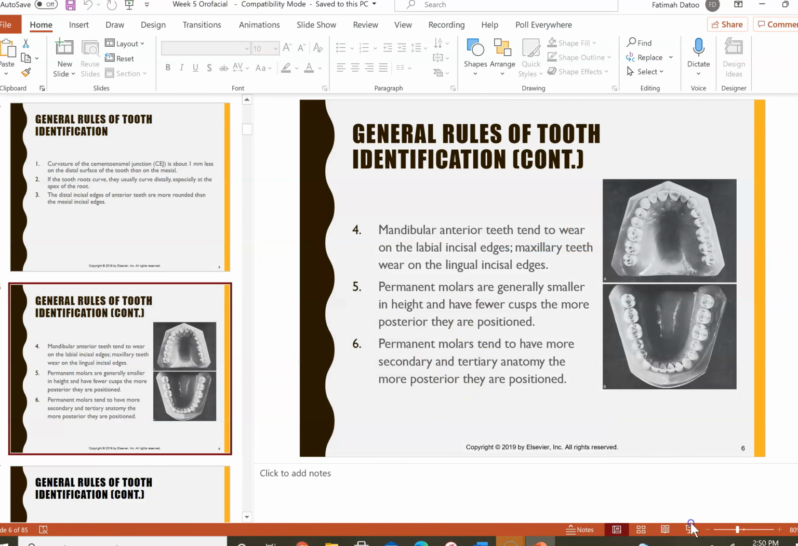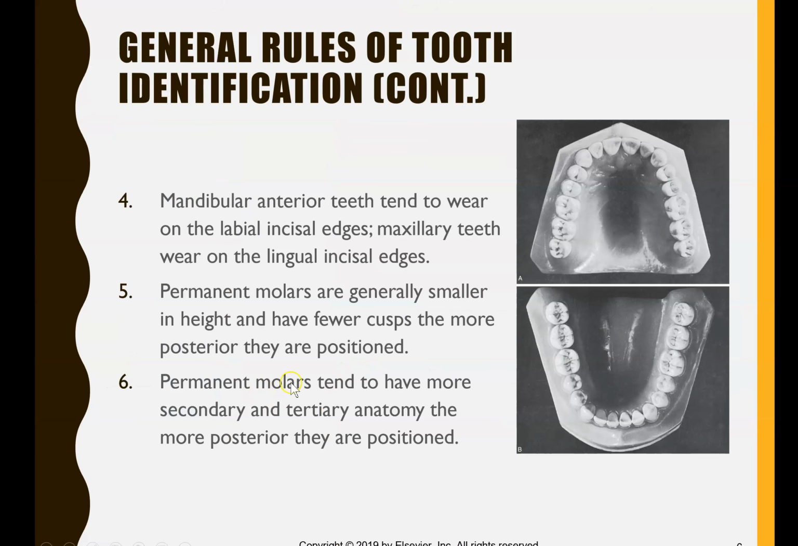And lastly, what it says over here is that permanent molars tend to have more secondary and tertiary anatomy the more posterior they are positioned. Secondary and tertiary anatomy refers to having more grooves. Secondary means it has more grooves than the first permanent molar, so the second molar has more grooves. Tertiary anatomy means it has even more grooves and more pits and more anatomy. It's more wrinkled.